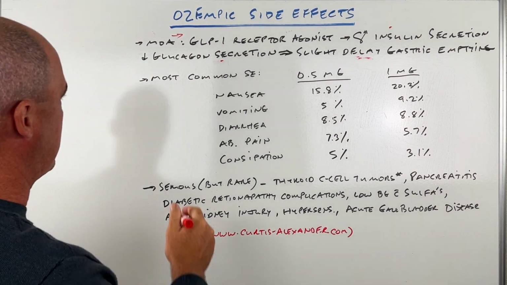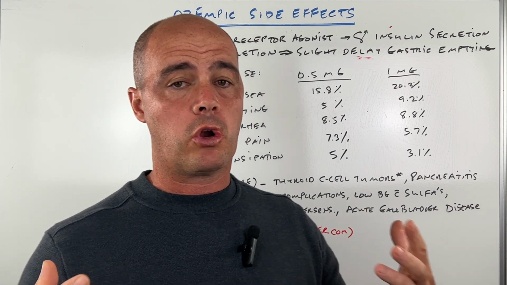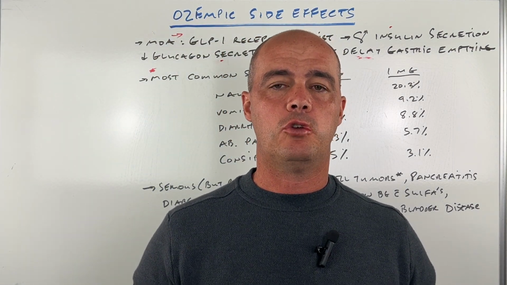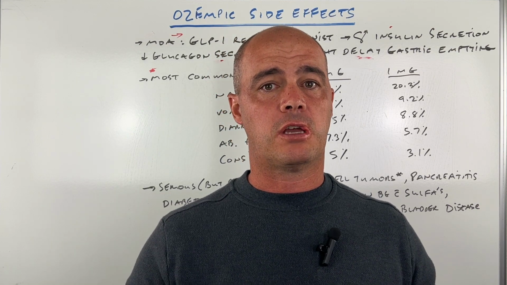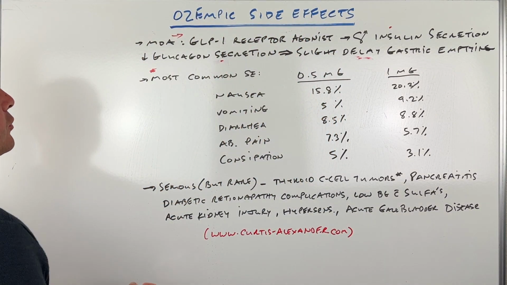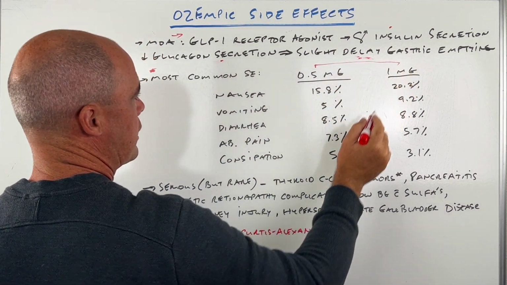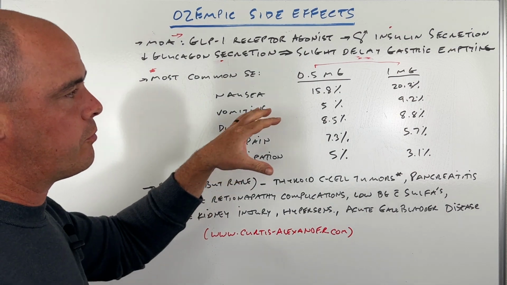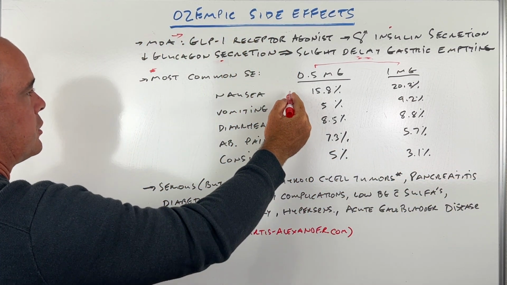Now, as far as side effects go, I want to keep this fairly simple. I'm going to talk about some of the more common ones, and I'm also going to give you some warnings. These are less common side effects, but ones that could potentially be serious that you need to know about. So first of all, as far as the common ones, and this is going to be dose dependent. We've got a couple of dosage ranges from 0.5 to 1 milligram of Ozempic. So the main one you're going to see is nausea.